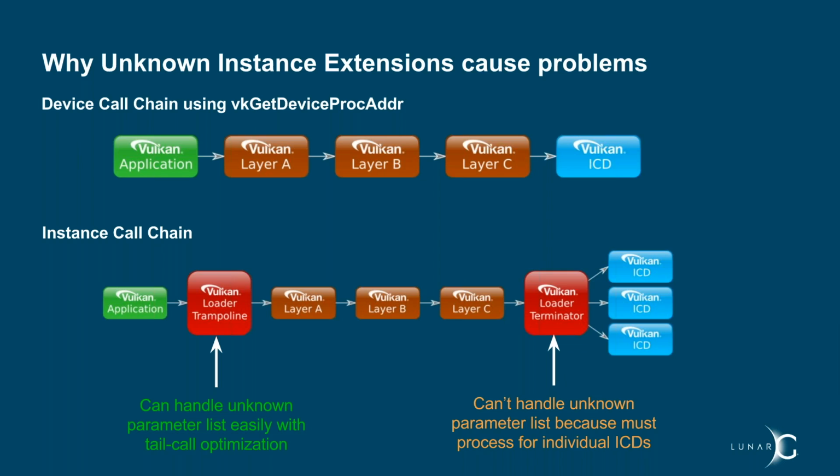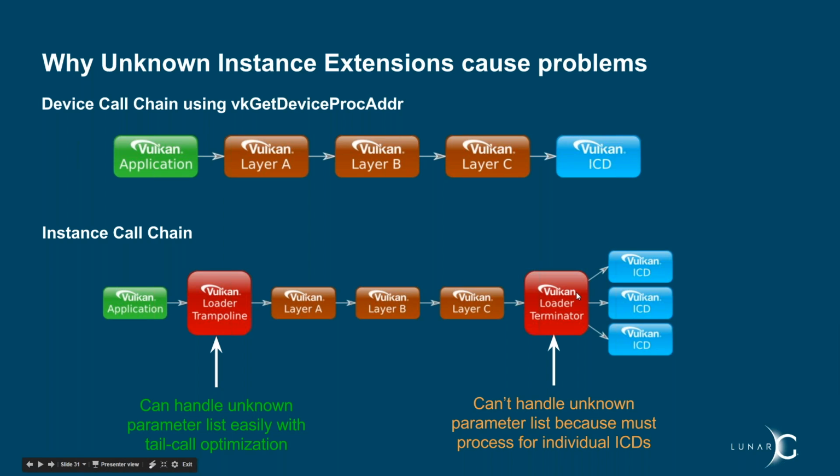Here's why. Looking again at the device call chain, if you have a device extension that the loader doesn't know about, you have to call vkGetDeviceProcAddr. When you do that, you're skipping the loader completely, as this top level image shows. On the other hand, if it's an instance extension, because it's an instance call chain, you call vkGetInstanceProcAddr, and it's still going to look like the bottom image. So it still needs a trampoline, and it still needs a terminator, and it still needs to talk to all available ICDs.